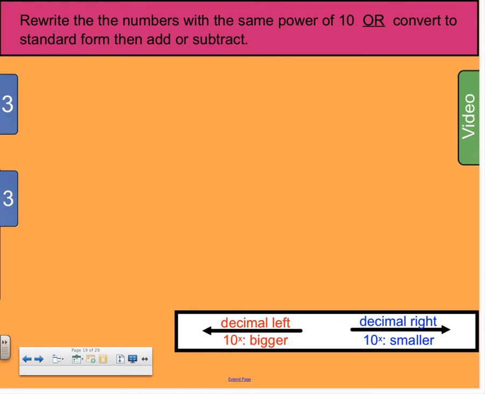Now, if you struggle with these rules, that's fine. The other option is to convert all of the scientific notation numbers to standard form and then perform the addition or subtraction. This can get kind of messy, but it is an option. But I think you'll understand these rules as they are fairly straightforward.